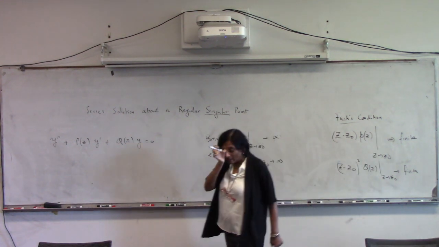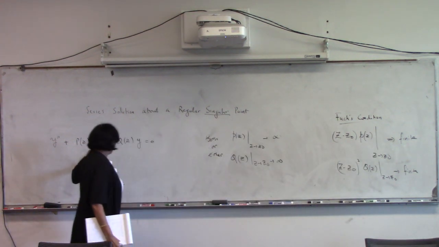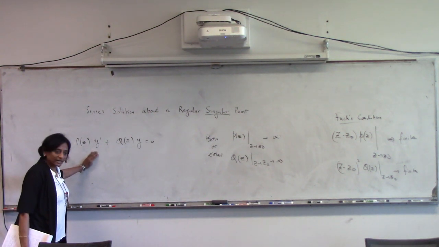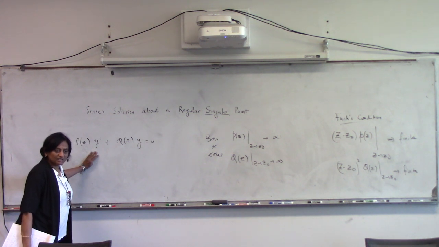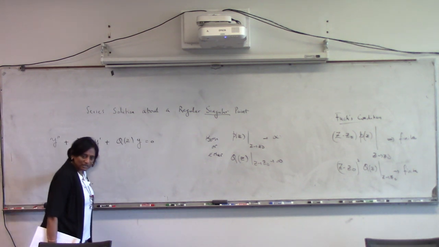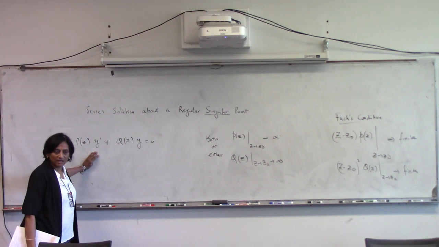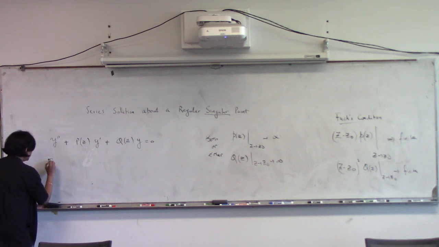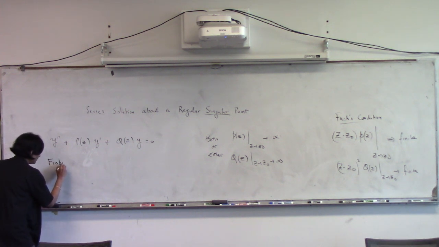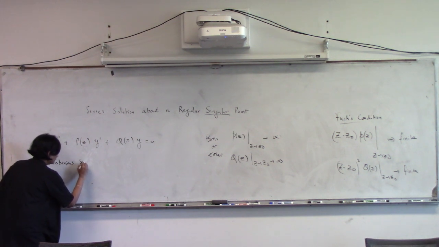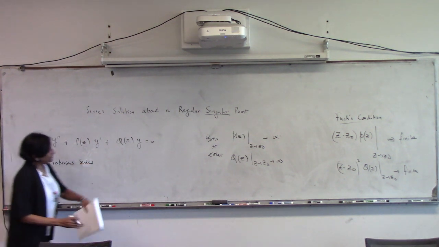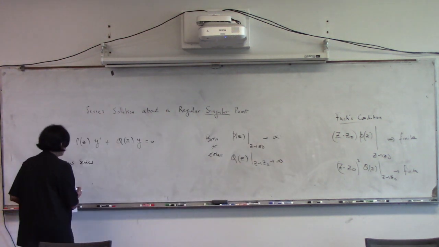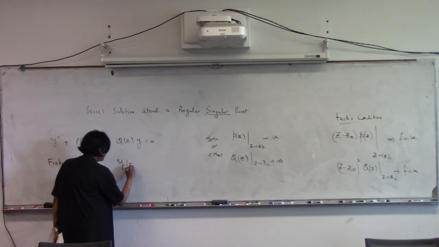Fuchs said that we still can at least get one solution, a series solution, for the second order differential equation. And the series solution is not the same as what we had before. It's a more generalized power series, and I'm going to write it down; it's called the Frobenius series. In such a situation, the solution will be of this form. So what Fuchs said was, if this condition is satisfied, we can propose a solution of this form.